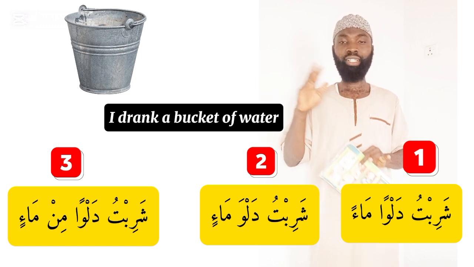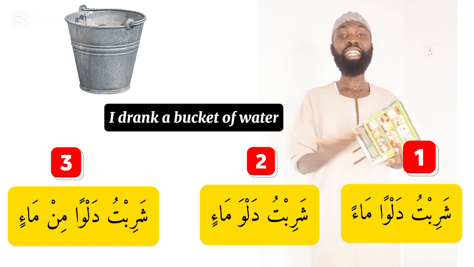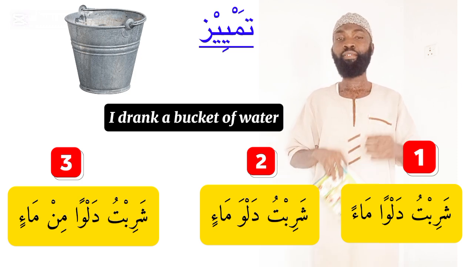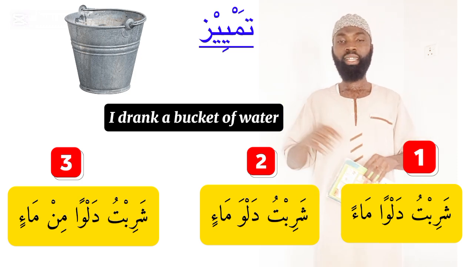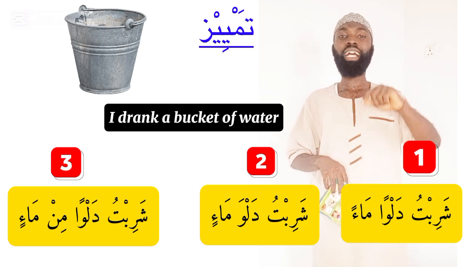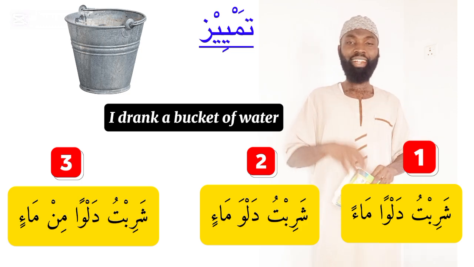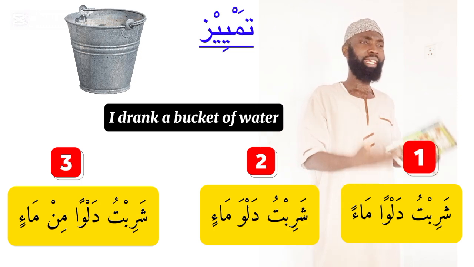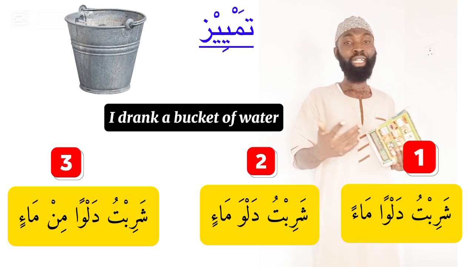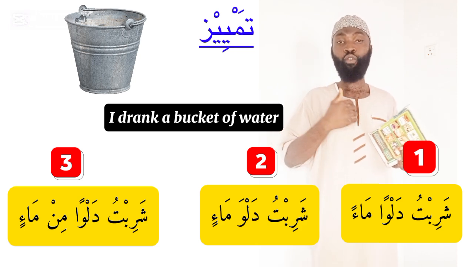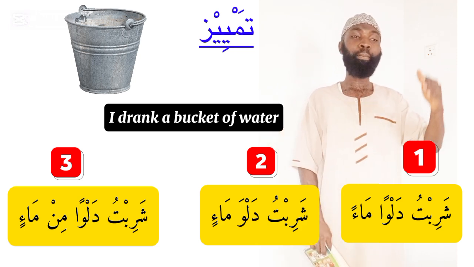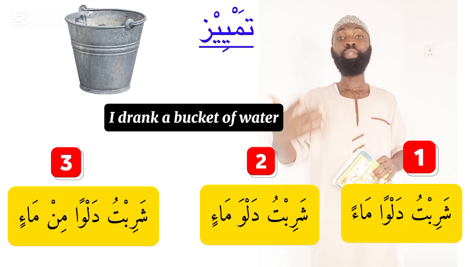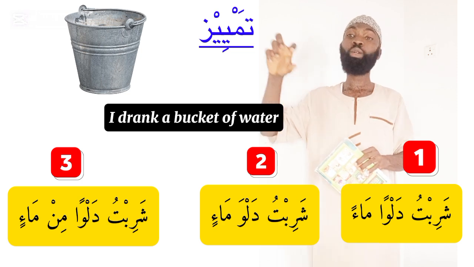If we recall, in the last two episodes we discussed tamyiz. What we said, tamyiz simply means disambiguation, a way of explaining any word that is so ambiguous and not understood. I give an example. If I had said Sharibtu dalwan, I drank a bucket, what would be the question coming to your mind? You would ask me, a bucket of what? But by simply adding ma'an, it gives you the complete meaning. It sheds more light on the word dalwan.